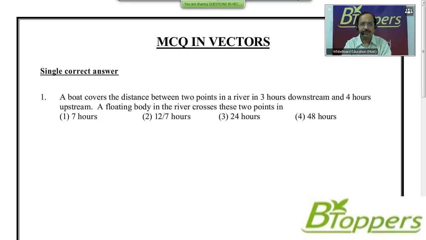Come on, look at the first question. A boat covers the distance between 2 points in a river in 3 hours downstream and 4 hours upstream. A floating body in the river crosses these 2 points in. 4 options are given. First option 7 hours, second option 12 by 7 hours, third option 24 hours, fourth option 48 hours. Come on, try this problem yourself.